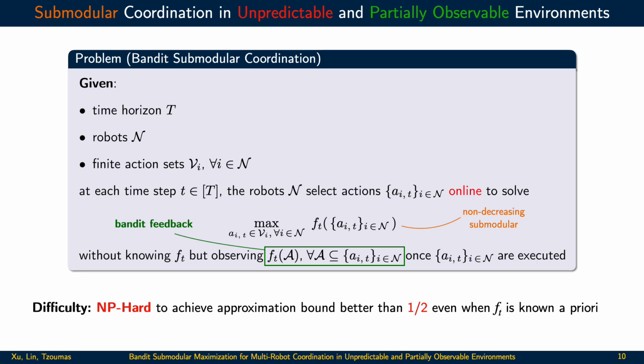Solving this problem is difficult since even when the future environment is fully known a priori, this problem is still NP-hard, and it's been proved that the best approximation ratio of a polynomial time algorithm is a half.